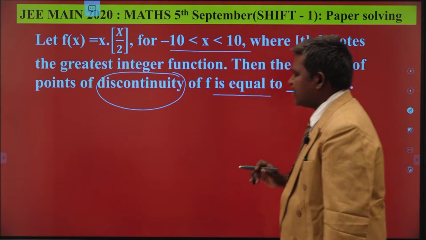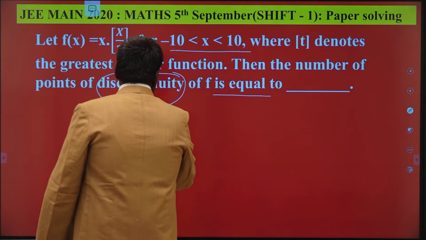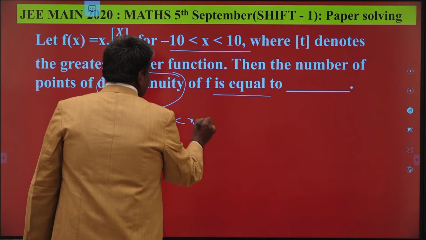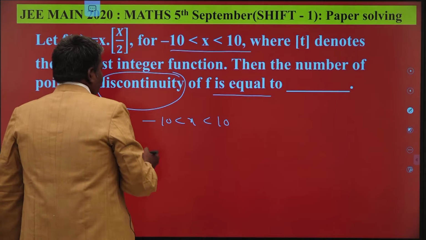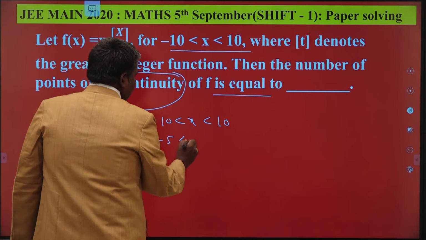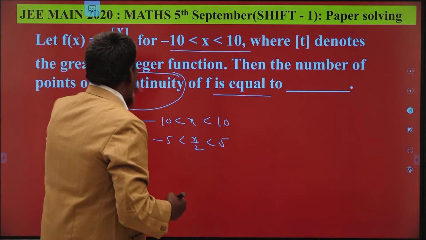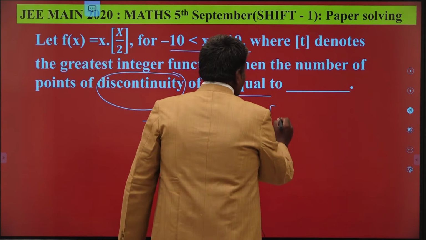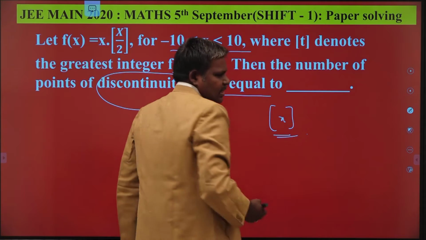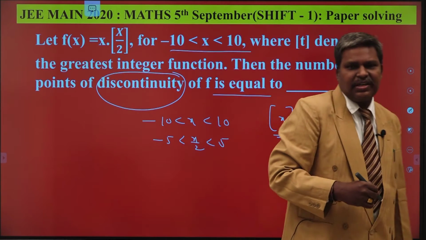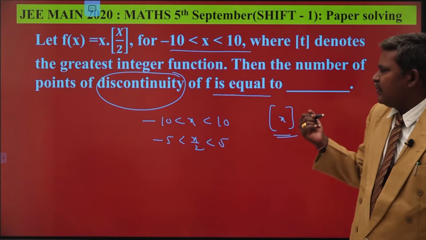What is the range of x here? Minus 10 to 10. We mean minus 10 less than x less than 10. For x by 2 now, minus 5 less than x by 2 less than 5. So we know that box x, the greatest integer function, is not continuous at every integer.